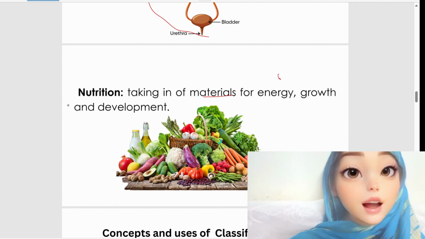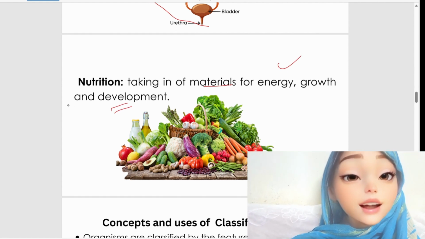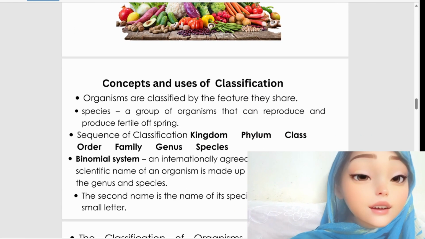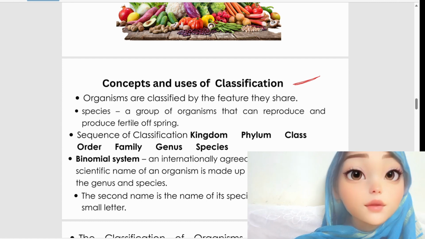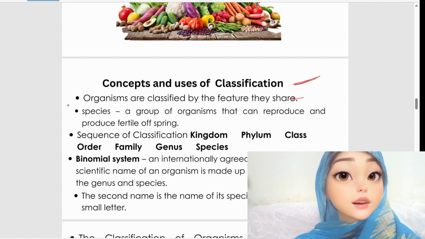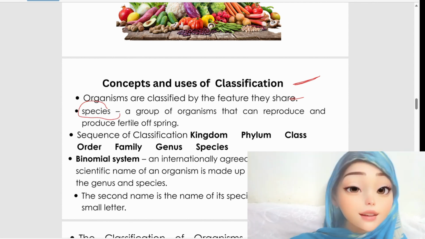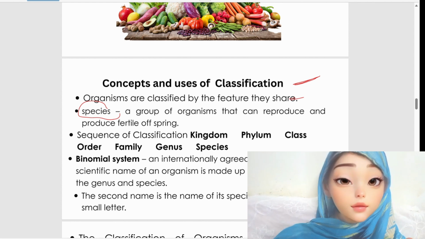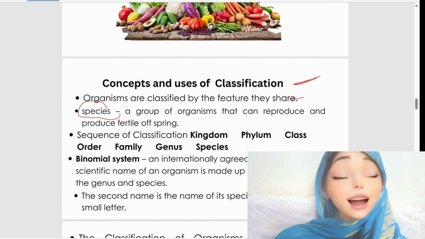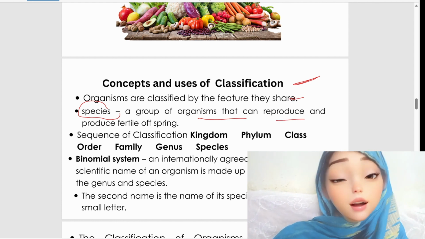Now let's move on to the concepts and the uses of classification. So organisms are classified by the features that they share. Here the definition of species is very essential, and it may be asked in the past paper exam for 2 marks. So here is species. We can say a species is a group of organisms that can reproduce and produce fertile offspring. It means a species produces fertile offspring.